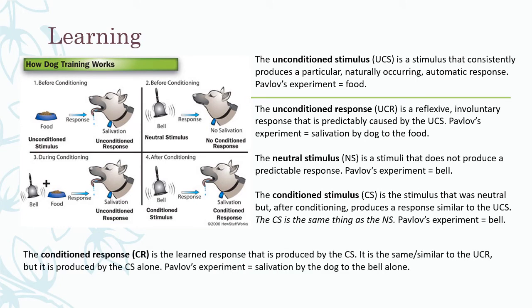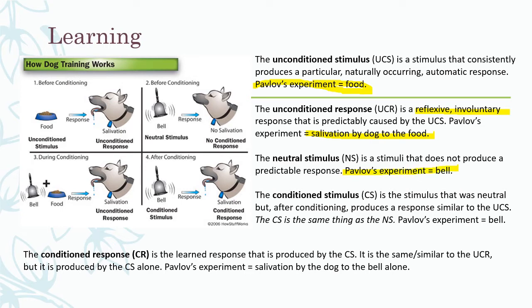So, breaking it down. The unconditioned stimulus is a stimulus that consistently produces a particular naturally occurring automatic response. In Pavlov's experiment, it was the food, and you need to know what Pavlov's experiments and Watson's experiments actually were. The unconditioned response is a reflexive involuntary response that is predictably caused by the UCS. In Pavlov's experiment, it was the salivation by the dog to the food. The neutral stimulus is a stimulus that does not produce a predictable response. In Pavlov's experiment, it was the bell.